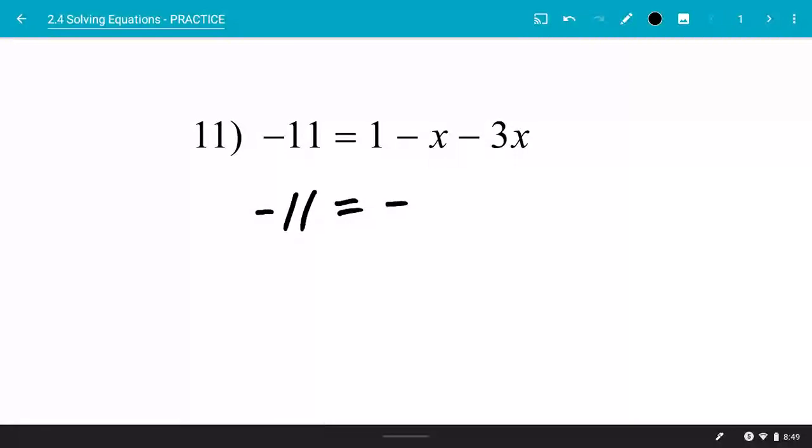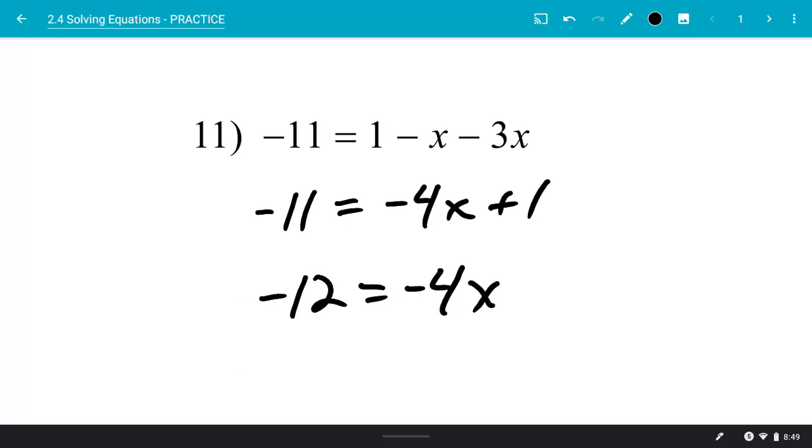Negative 11 equals negative 4x plus 1. Negative 12 equals negative 4x. Positive 3 equals x. Who did I lose? Lost you, didn't I? Yeah, why'd you put the one in there? Because I like my variables to come first. Don't you? Y equals mx plus b. Yeah. Standard form. Get your terms lined up. Make them high to low. I just like them first. Does it matter? It does to me, but not really.